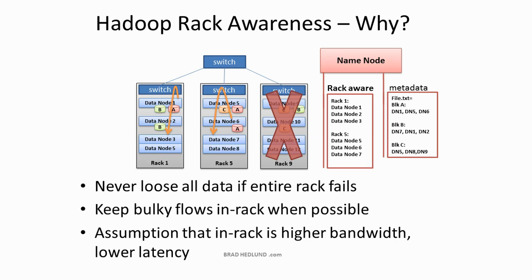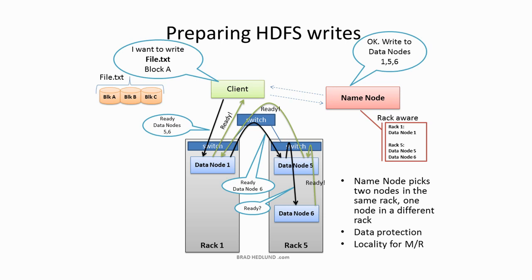Okay, and we'll see later, all of this is set up in a very simple manner in configuration. All right, now that we know what rack awareness is, let's go back and look at how HDFS actually writes a file. So the name node says, okay, go put this file in data nodes 1, 5, and 6.